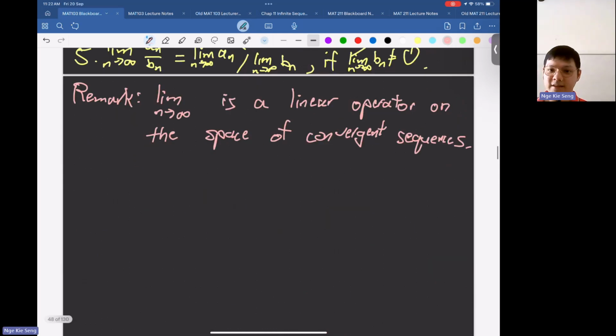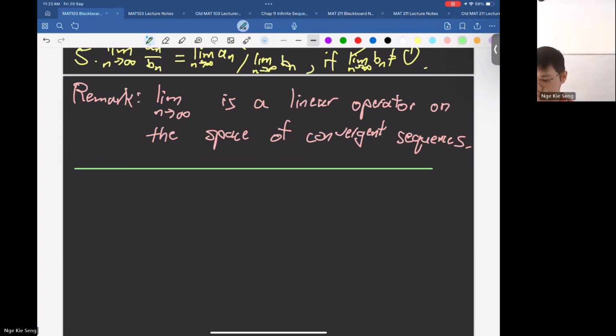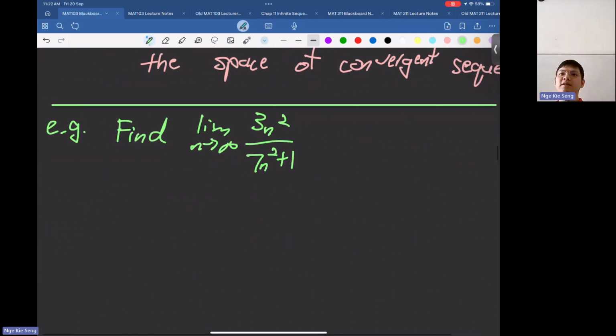All right, let's see how we're going to use this property to find limits. Let's do an example. I'll let you try. Find the limit as n goes to infinity of 3n squared over 7n squared. I'll give you 3 minutes. Try and find this. I give you two hands now. You've got two theorems to use. See which hand can be utilized here. Let's try and do this.